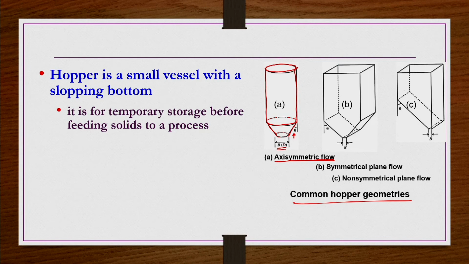Whatever solids are flowing out will be more or less symmetric, and this is in cylindrical coordinates. The shape is cylindrical, so we call it axisymmetric flow. We are going to see the details again. Then, symmetric plane flow.